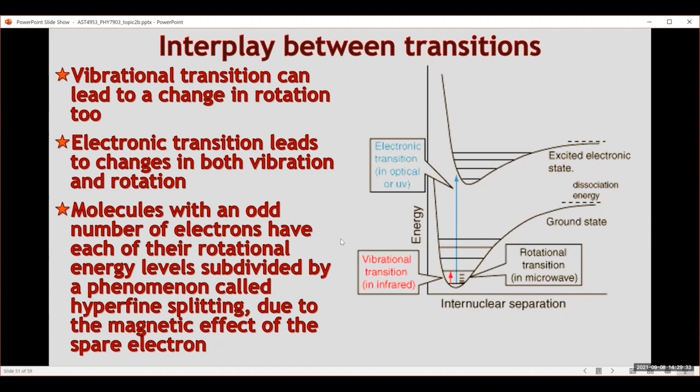So if a molecule has an odd number of electrons, it means that there is going to be hyperfine splitting of the energy levels. And this has to do with the fact that the spare electron has a magnetic effect. When they're paired up, you don't see this, but the extra electron gives an extra magnetic effect. And it's very similar to what we see with the Zeeman effect, where the magnetic field gives rise to fine splitting of the electronic transition line positions.